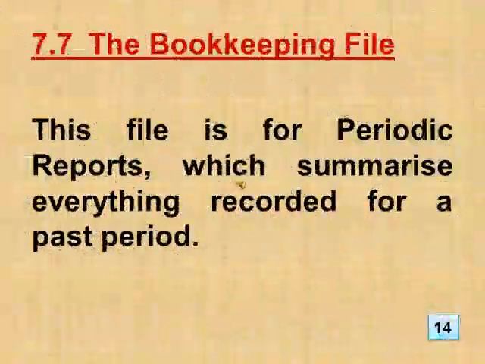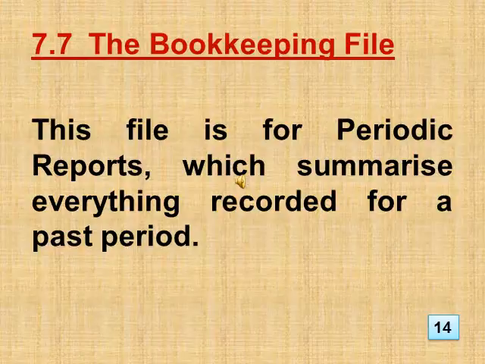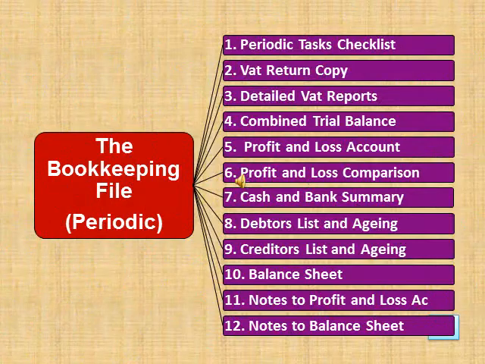Section 7.7. The bookkeeping file. This file is for periodic reports, which summarize everything recorded for a past period. The bookkeeping file. We file reports prepared at the end of every period.